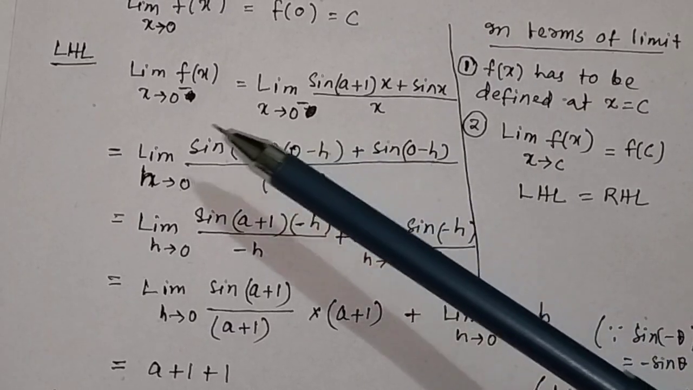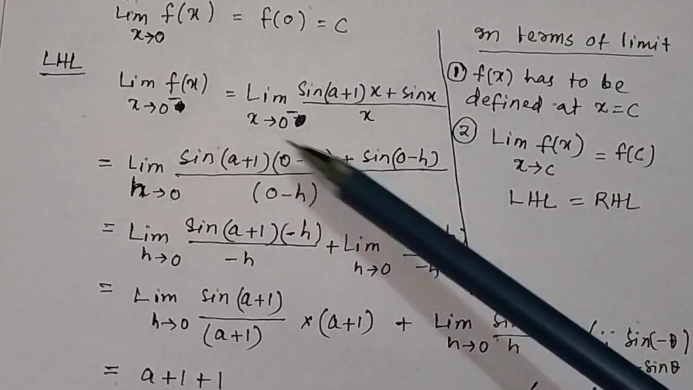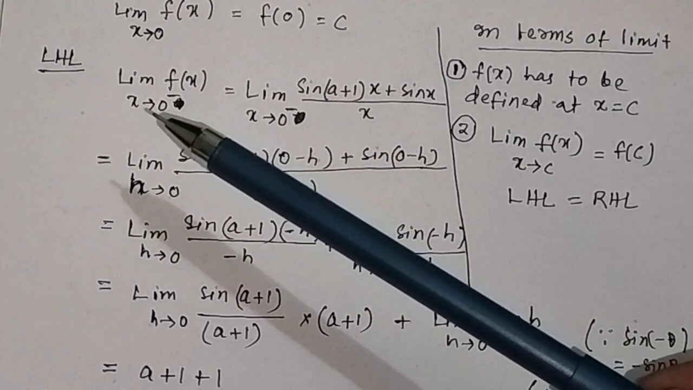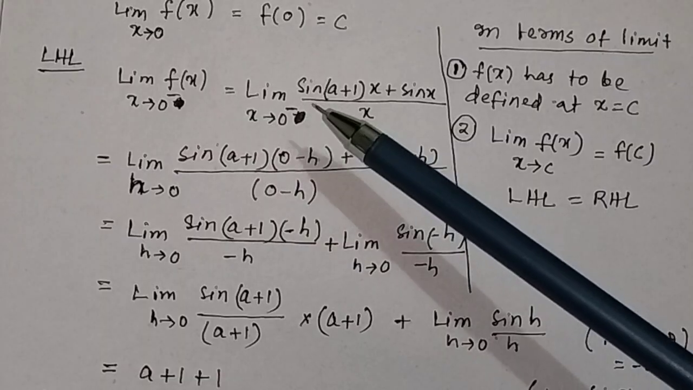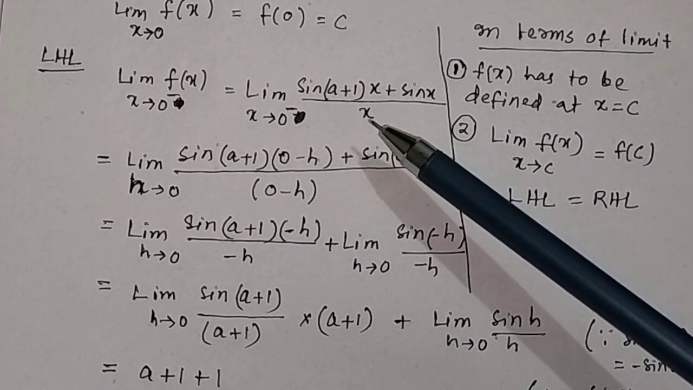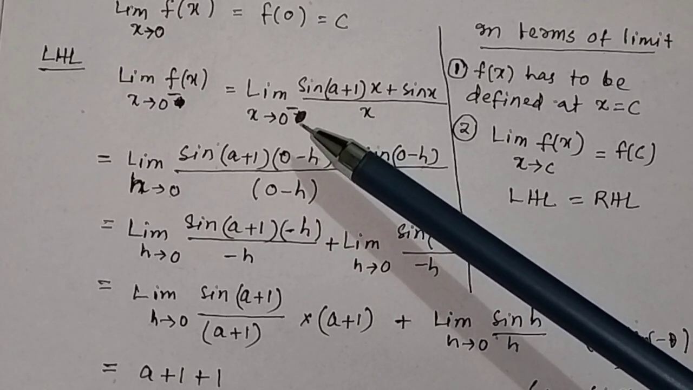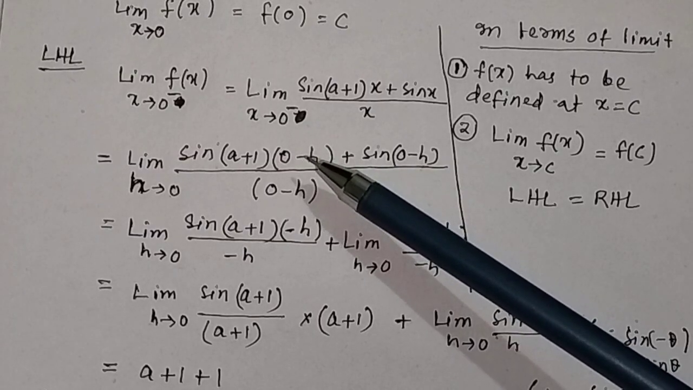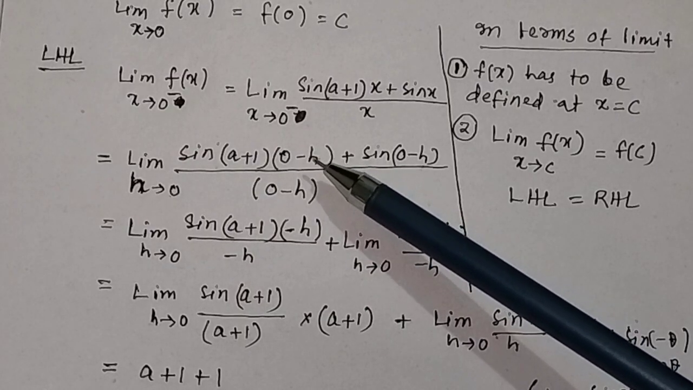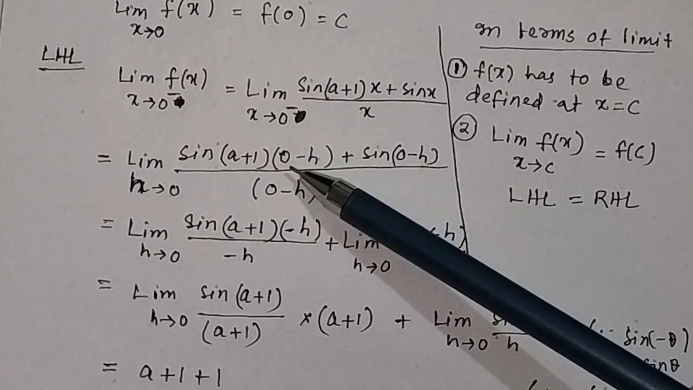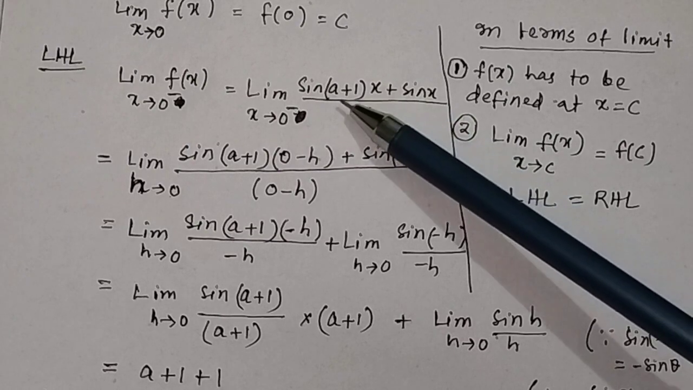The limit of f(x) as x approaches 0 minus, we have to check the continuity at x equal to 0. So we have to first check the left hand limit. For the left hand limit, we take x approaches 0 minus, and the given function is sin((a+1)x) + sin x divided by x as x approaches 0. When x approaches 0, we take a value which is slightly less than 0. Suppose you take a value h, which is a very small quantity, then a value slightly less than 0 is 0 minus h. So you substitute x equal to 0 minus h in this function.